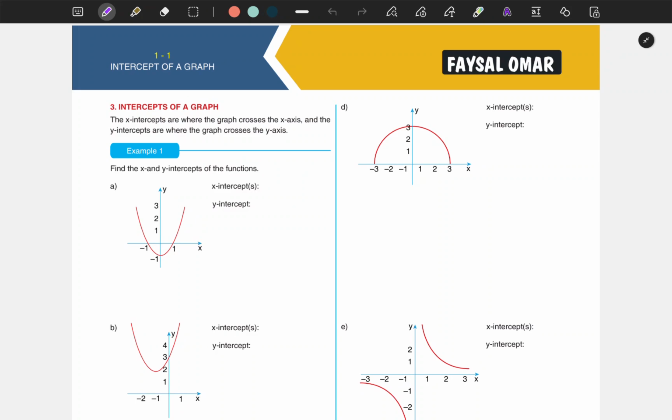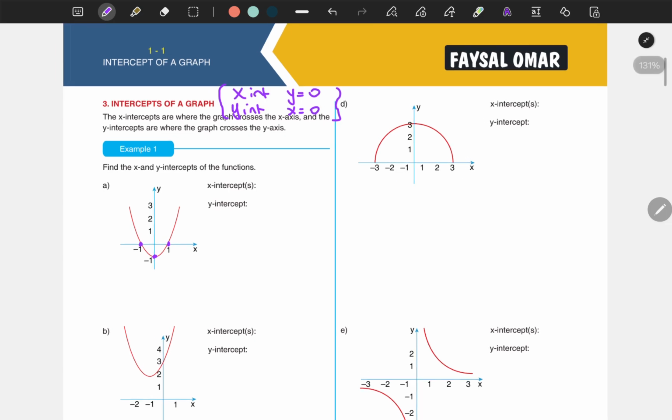Alright, guys, intercept of the graph, we can say this: if it's x-intercept, y must be 0. For y-intercept, x must be 0. This is the main idea. If the graph is touching the x-axis, we call this one x-intercept. If it touches the y-axis, we call it the y-intercept.